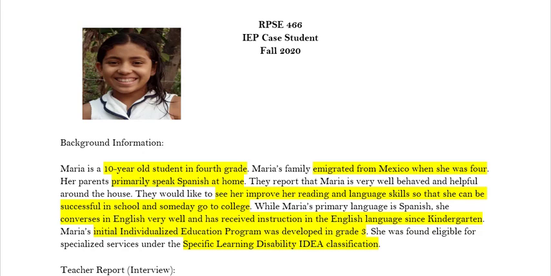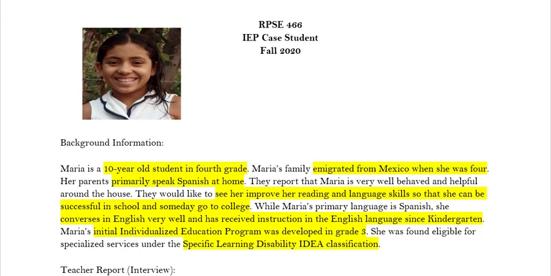Maria is a 10-year-old student in 4th grade. This is significant to me because it signifies that Maria has had continuous instruction. She hasn't been held back a year, she hasn't repeated a school year. 10 years old is an expected age for grade 4.